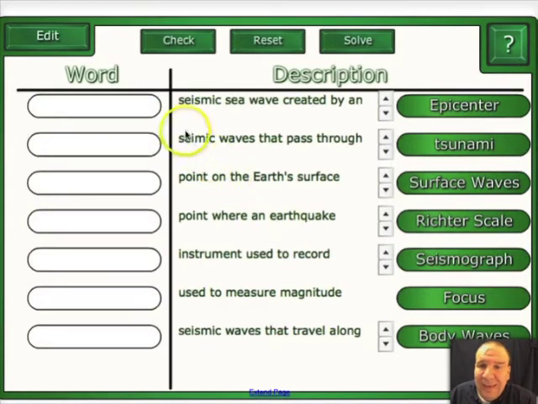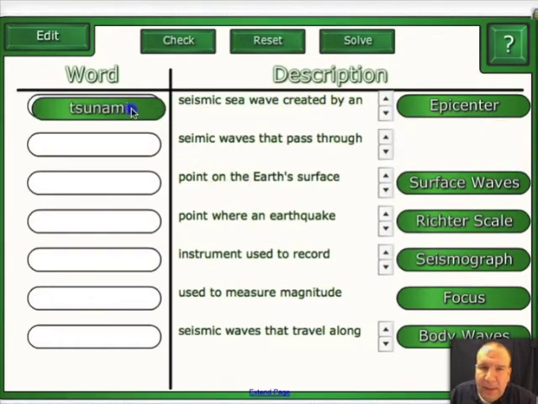How about this one? Seismic sea waves is a tsunami. Seismic waves that pass through the earth.